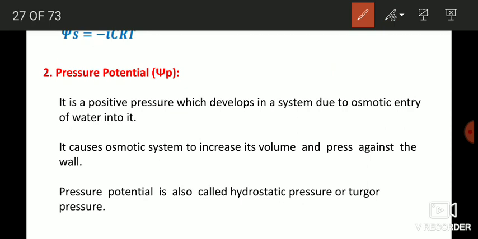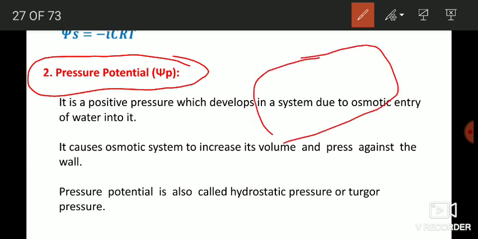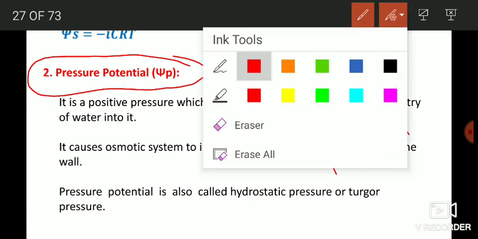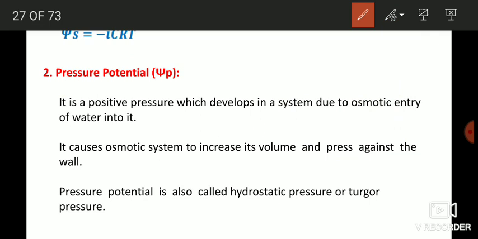The next is pressure potential, which is represented by psi P. It is a positive pressure which develops in a system due to osmotic entry of water into it. Pressure potential is the positive pressure which a system develops when water enters into it. Say for example, this is a cell, and it has got water from the surroundings. The pressure this plant cell will develop is pressure potential. And remember that pressure potential is always going to increase the water potential. It causes the osmotic system to increase its volume and press against the wall.